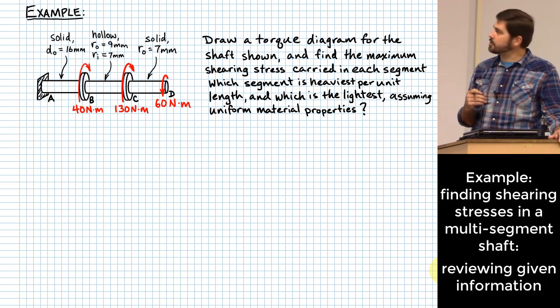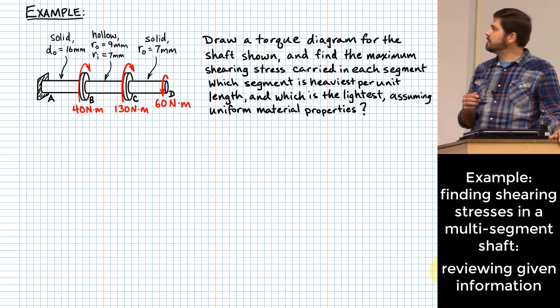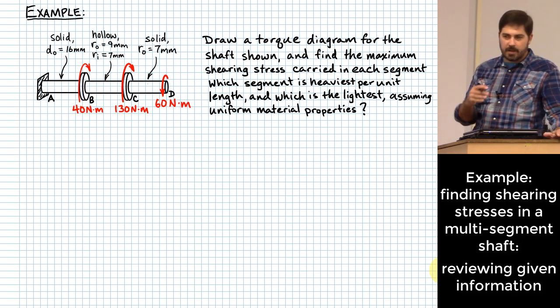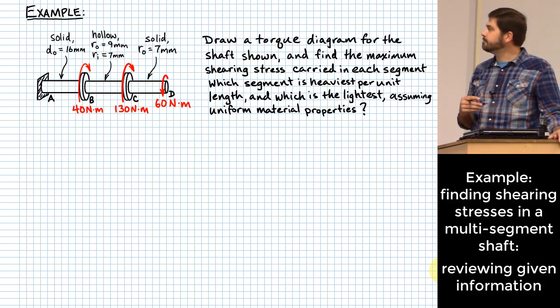And the instructions say, draw a torque diagram for the shaft shown and find the maximum shearing stress carried in each segment. And then it says which segment is heaviest per unit of length and which is the lightest, assuming that the material has uniform properties everywhere that you look in the shaft.